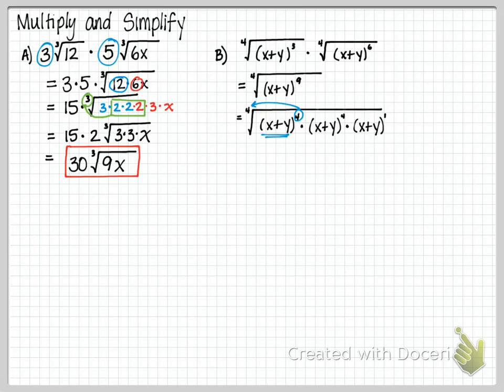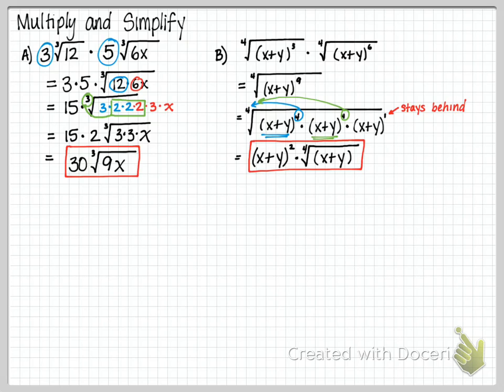Since my index is 4, that group of x plus y is going to come out of the radical. And this group of x plus y is going to come out of the radical. So I'm going to have two groups of x plus y that will come out. And this little one says, well, it gets to stay behind under the radical symbol. So we've got two groups, so x plus y squared times the 4th root of x plus y. And that is our final answer. And this is the end of your video.